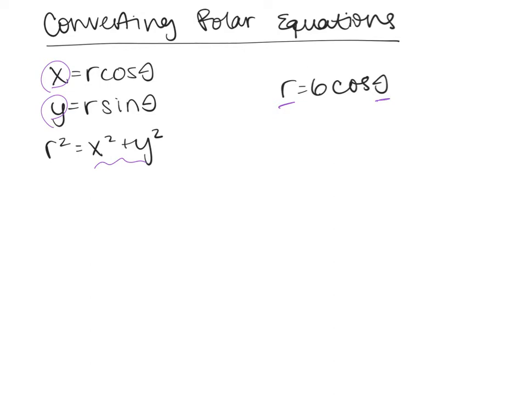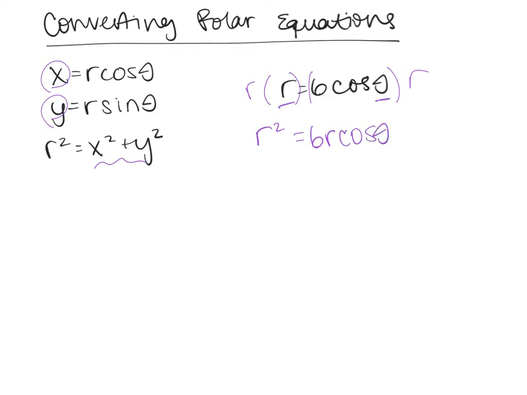Now in this case, if we square both sides, yeah, we'd have an r squared on the left, but we'd have a cosine squared on the right. And we really wouldn't be able to do anything with that. So this would be a case where the best idea is to multiply both sides of the equation by r. Because what that does is now our left side of our equation is r squared. Our right side says 6r cosine theta.